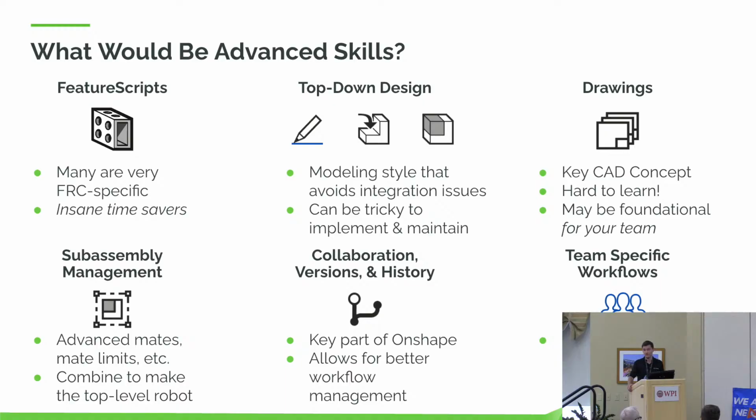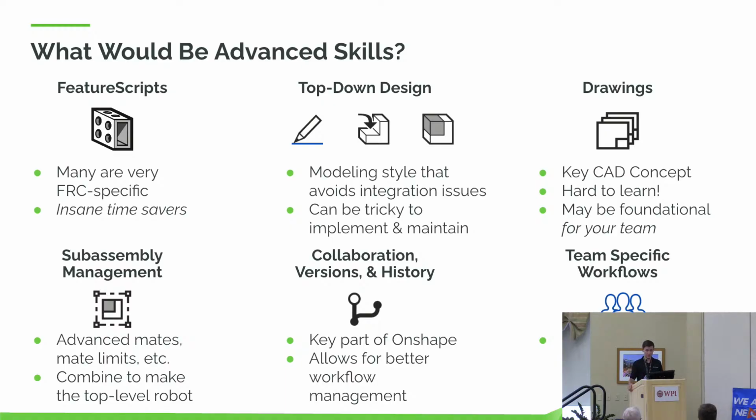Collaboration, versions and history. This is pretty specific to Onshape, the fact that we have that Git-style branching, merging, versions and history management. You don't need to know how to do it to make a simple part, but it's going to make it significantly easier when you want to look back in time and see how you made a part in the past, or what it looked like before you went to your first district event versus now going into the district championship. And then, of course, any team-specific workflows.